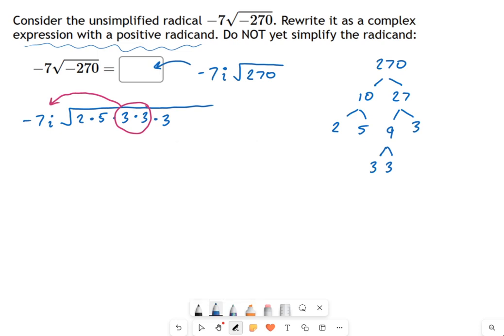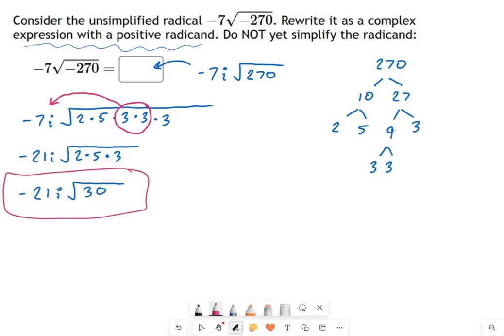So what this is going to turn into, when you multiply -7 times 3, is -21i times the square root of 2 times 5 times 3. Okay, and that further simplifies to -21i times the square root of, I think that's 30. Okay, so that would be the process that you have to go through to simplify a radical when the radicand is negative.